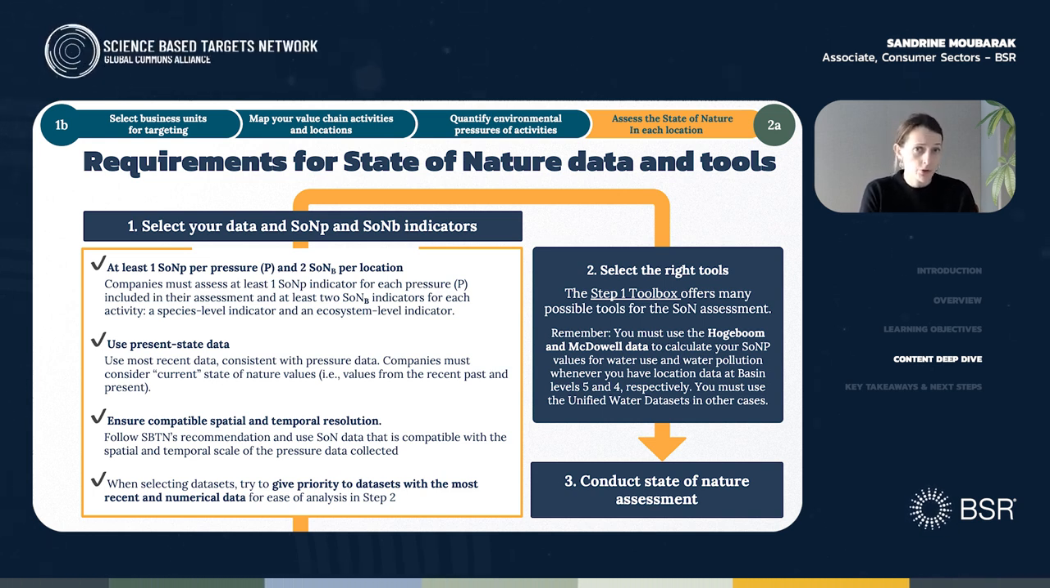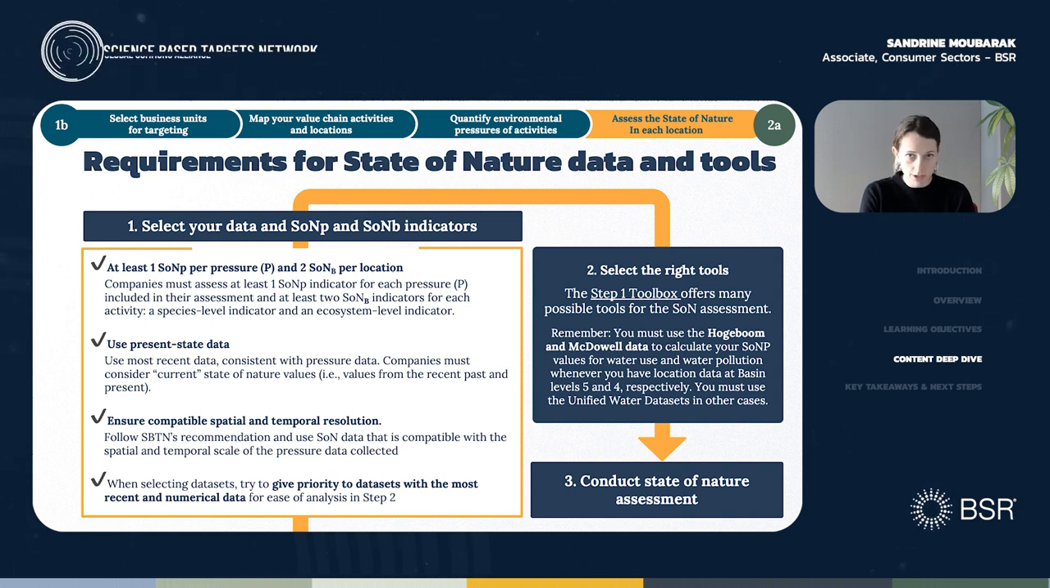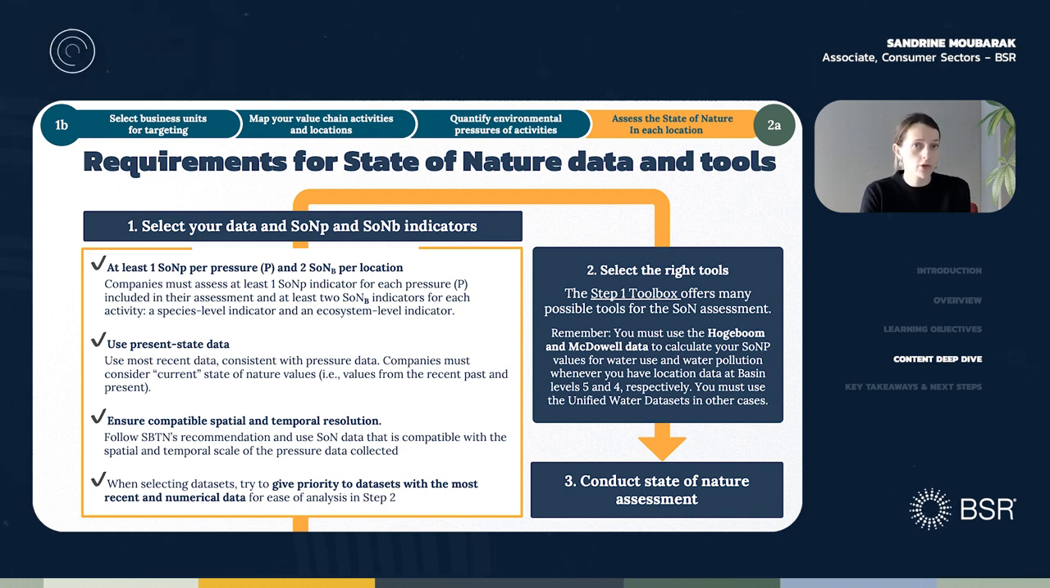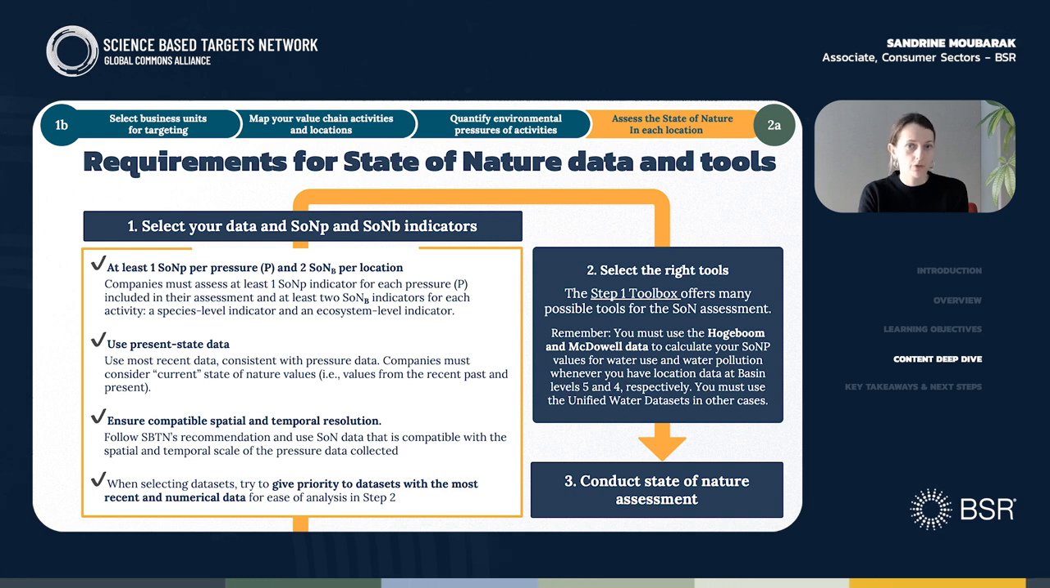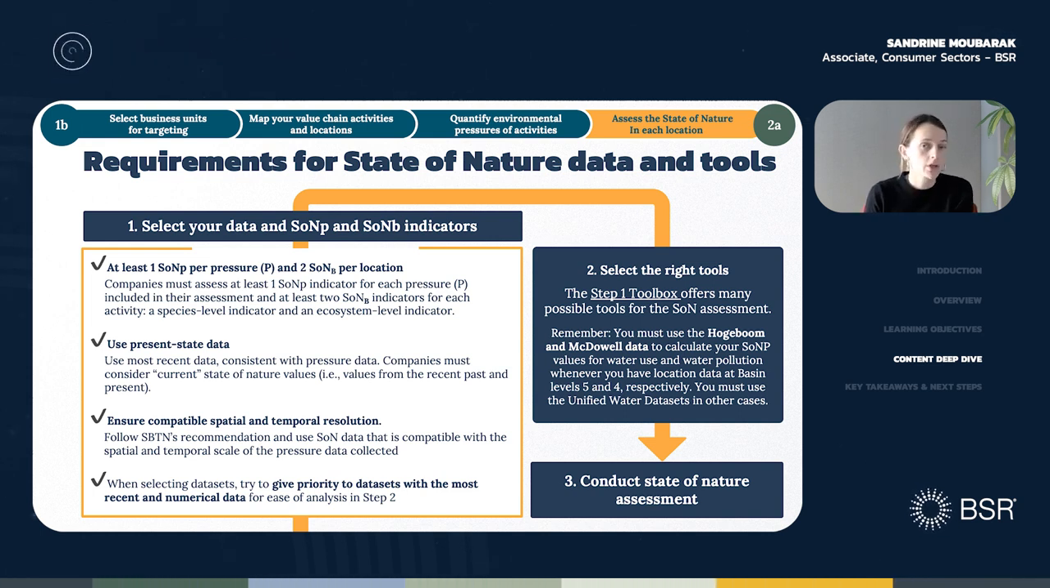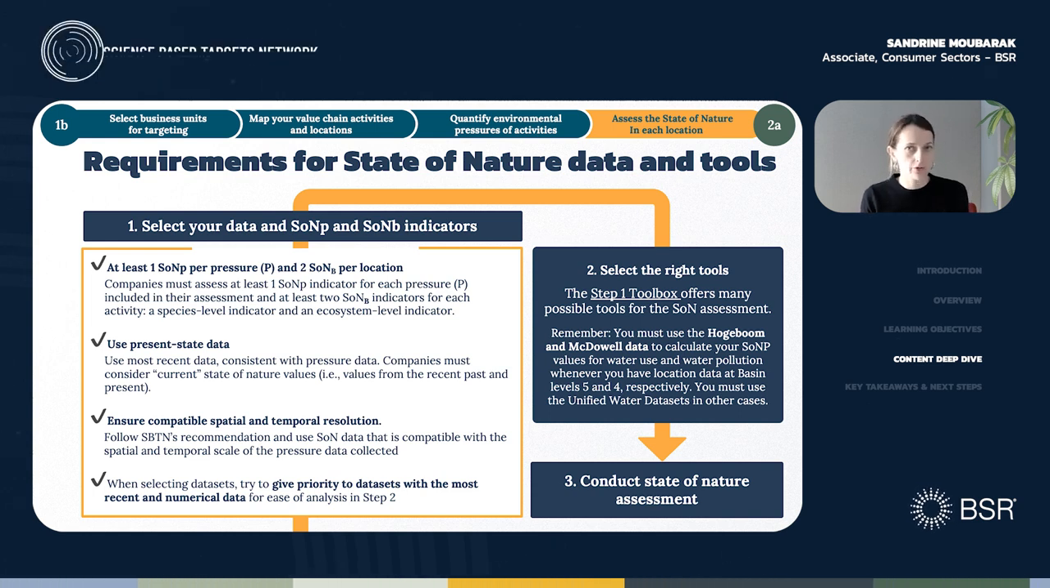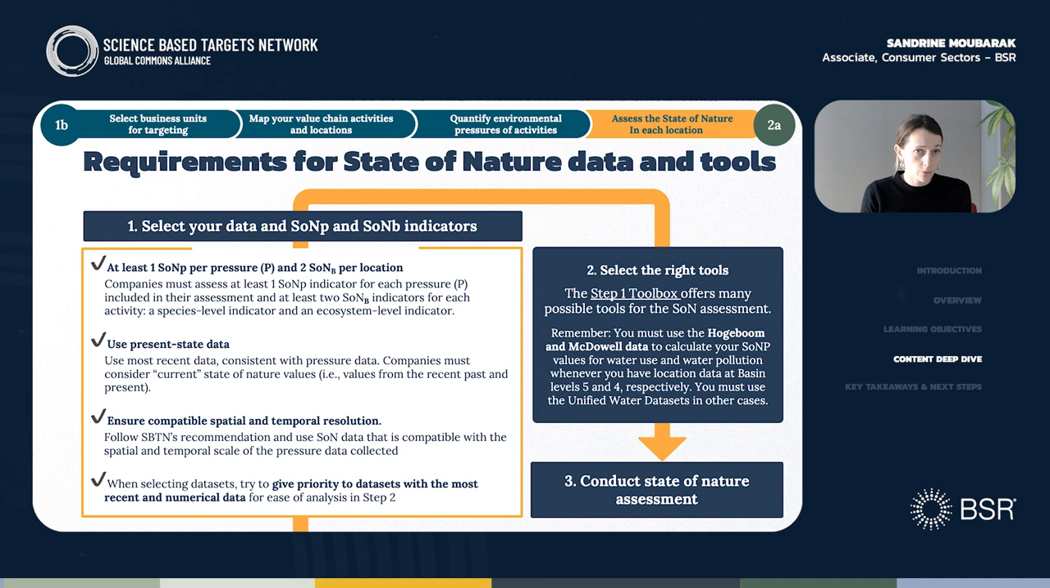When the spatial resolution of pressure and recommended state of nature data for a specific location are not equal, the finer scale data should be aggregated to the coarser of the two scales. Now, some state datasets may provide information as continuous scales, for example, from 0 to 1,000, whereas others provide categorical values, for example, from very low to very high. Where possible, companies are recommended to take the numerical values from the continuous scale for ease of analysis in Step 2.